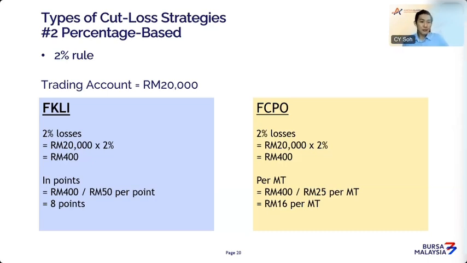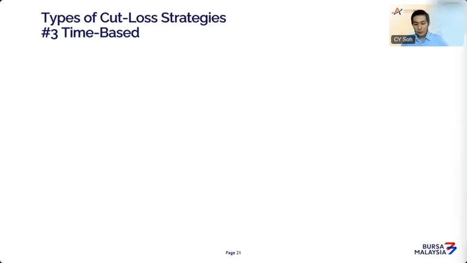So the benefit of the percentage approach is that, yes, it gives you consistency in terms of a fixed percentage. However, the condition for using this percentage base is that it is especially useful for a large trading account, for example $100,000 and above. As you grow your trading account to become very large, then percentage-based cut loss would actually make better sense. Now the third method would be time-based cut loss.